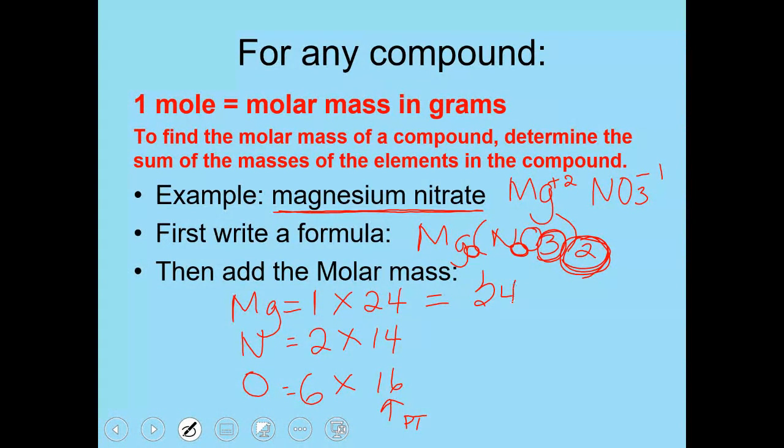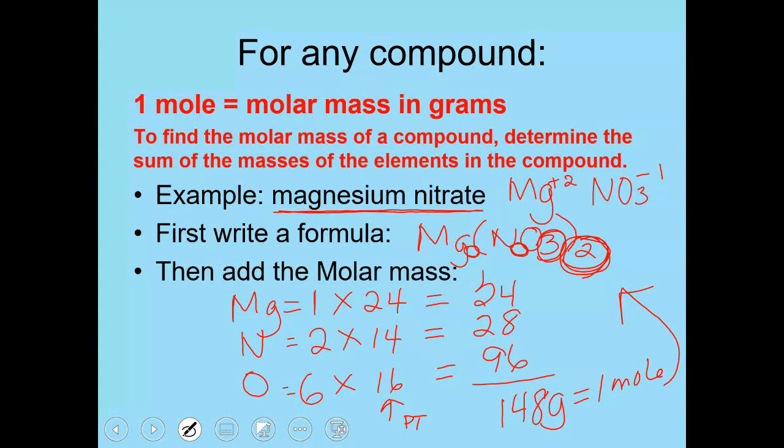It's even worse today. So 2 times 24 is what? 48. And 6 times 16 is 96. And then you need a grand total of all of those. And when I add those up, I get 148 grams. That is equal to 1 mole of magnesium nitrate. So the 148 is called the molar mass.